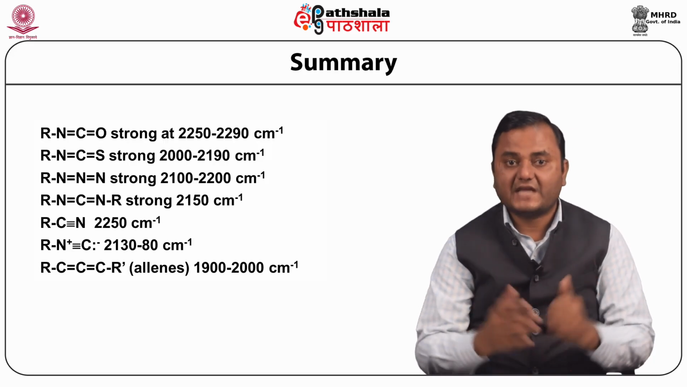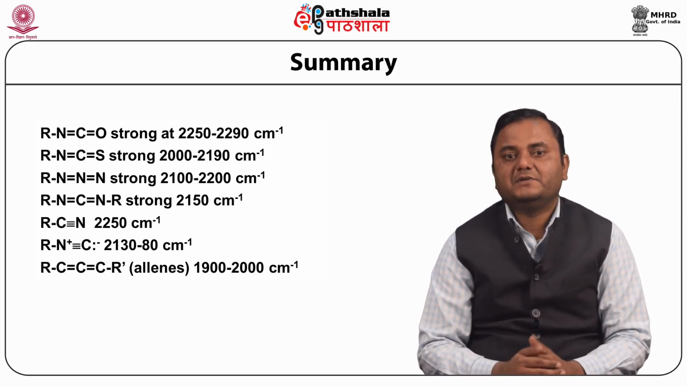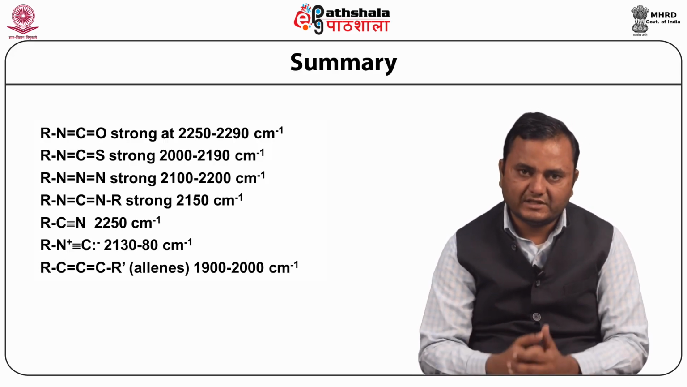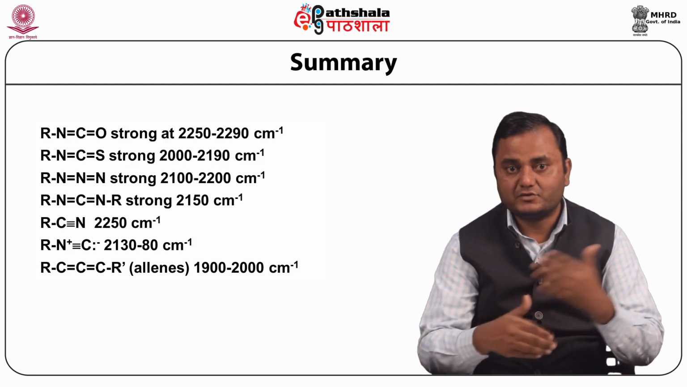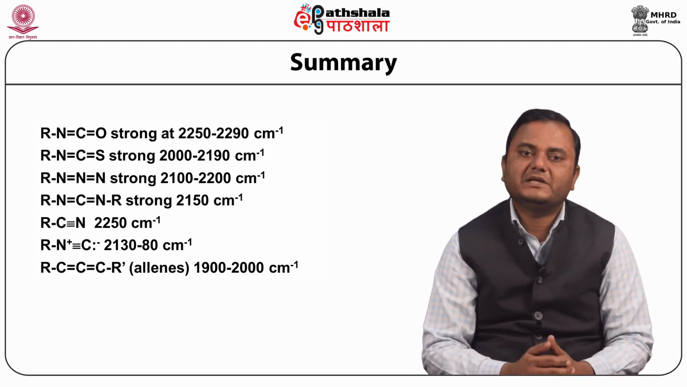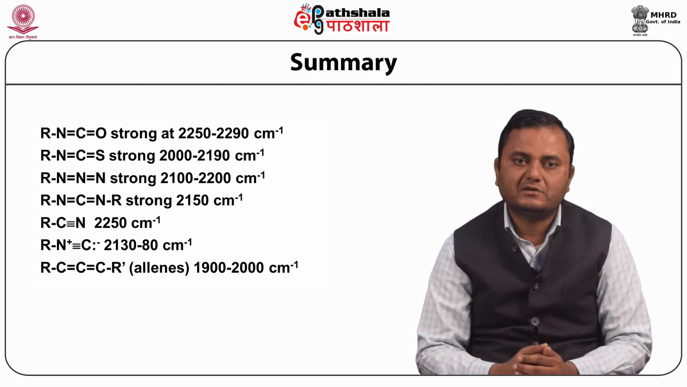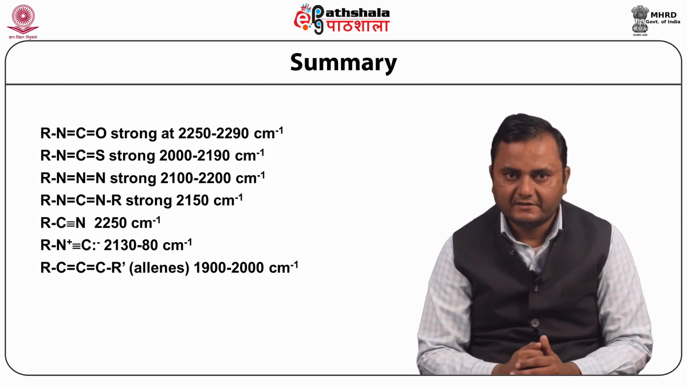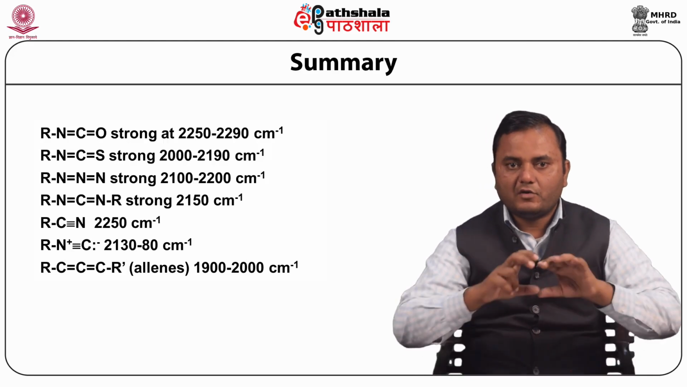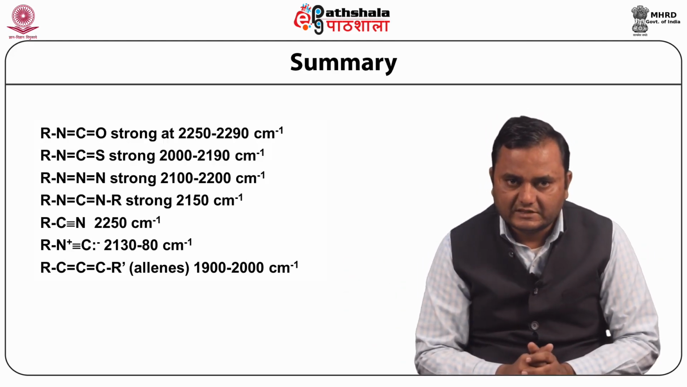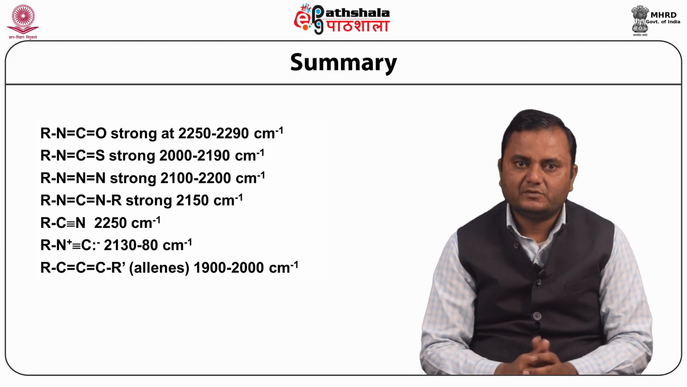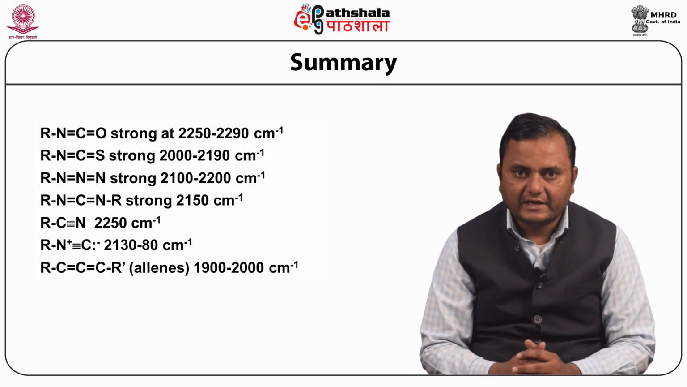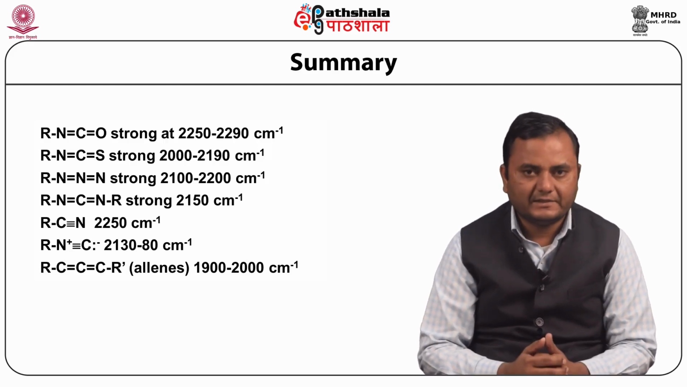However, in the case of cyanide, because of the presence of the triple bond, it gives you an intense peak at 2250 per centimeter. But if it is isocyanide, it gives you a strong peak at 2130 to 2180 per centimeter. In the other case, if you have a long chain of alkene, especially known as allenes, it will give you a strong peak at 1900 to 2000 per centimeter.